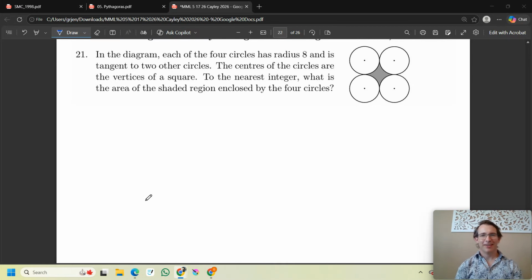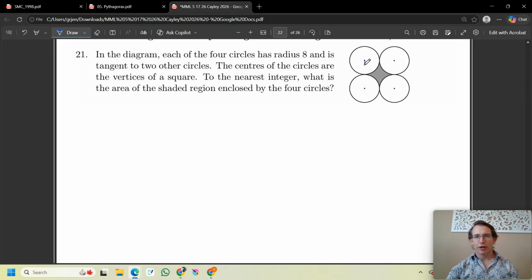It's Tutor Grant, and we're going to take a look at question 21 from the Cayley contest. This question is a very Maths Mastery Academy question. We have a lot of these with the circles touching, and we want to figure out their areas and things. So this is reminiscent of our Sangaku lesson. So let's take a look at it.